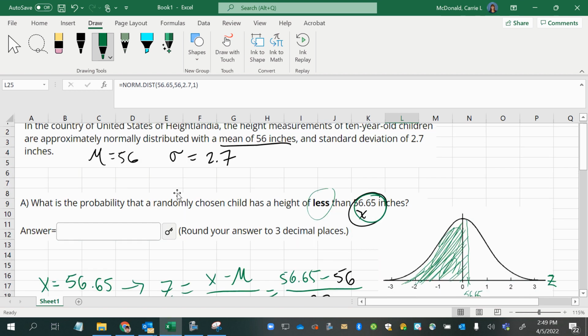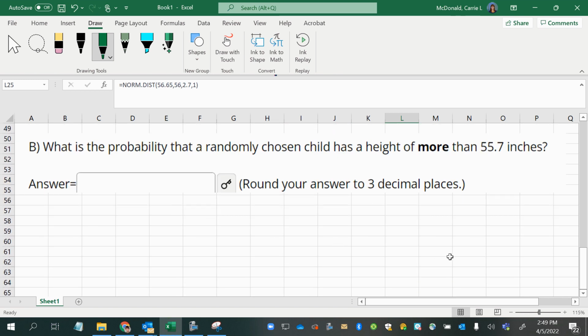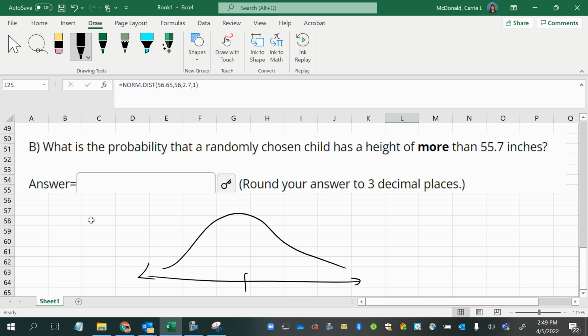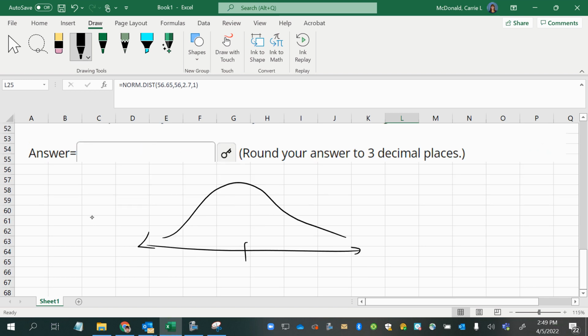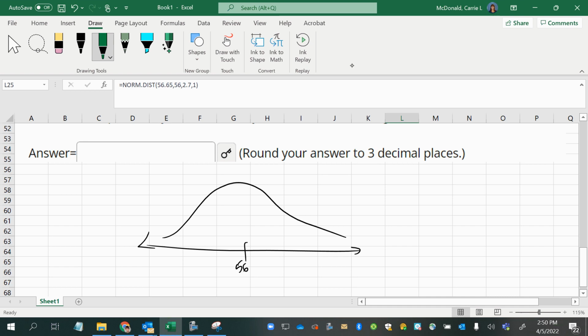Now the next part of it, part B, says what is the probability that a randomly chosen child has a height of more than 55.7 inches? Okay, now same thing basically, but I'm going to explain it a little differently this time. Instead of finding a z-score, I'm just going to put the mean, oh no, I'm sorry, the mean was just 56. They want us to use 55.7 this time as our x value. So that's just below. And this time we want the area to the right.